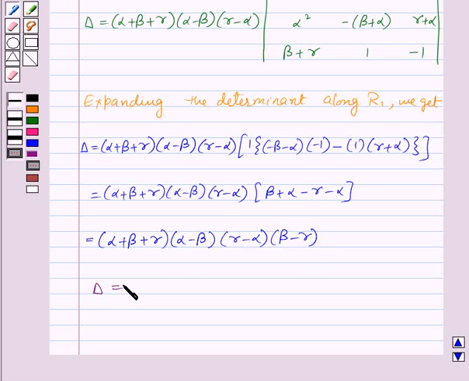Thus, delta is equal to alpha minus beta into beta minus gamma into gamma minus alpha into alpha plus beta plus gamma. Hence proved.